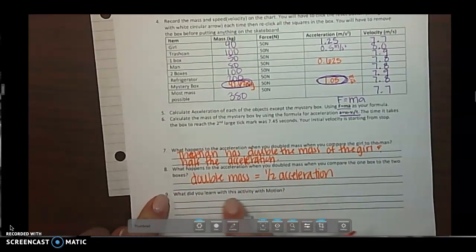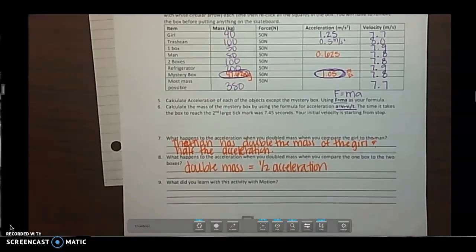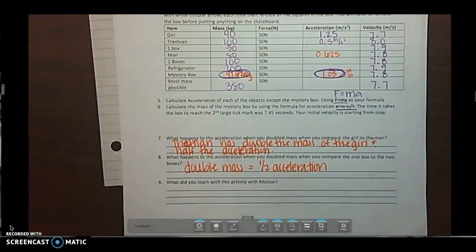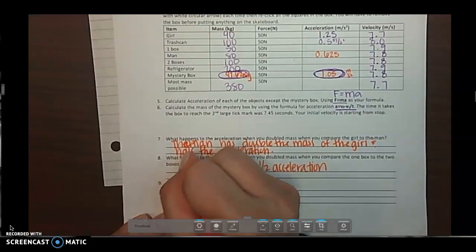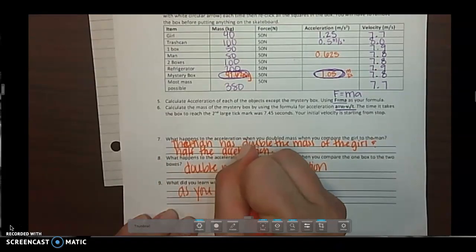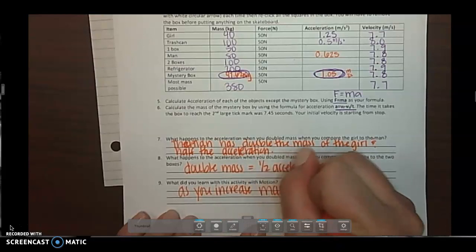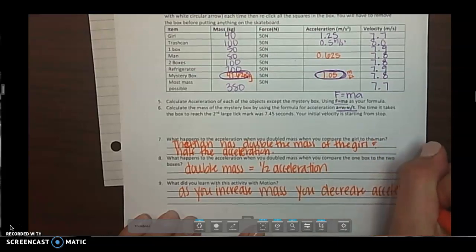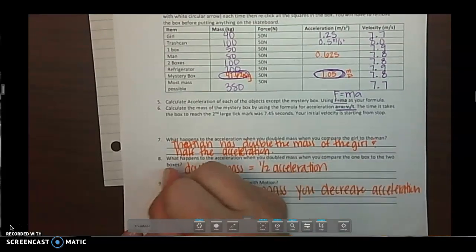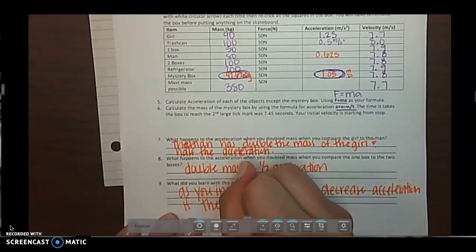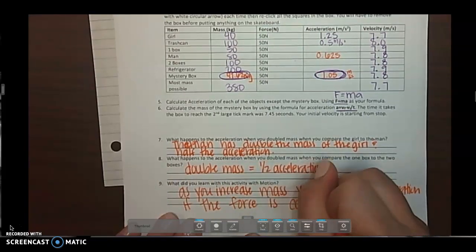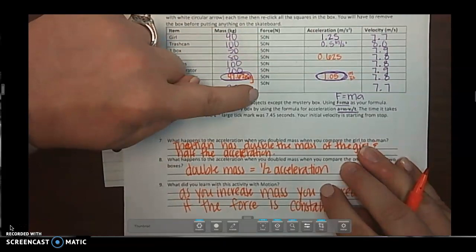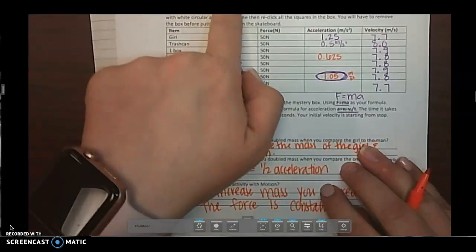All right, number 9 says, what did you learn from this activity? So you could have learned multiple things that I want you to write down. But to wrap all of this up, basically what you need to understand is, as you increase mass, you decrease acceleration, if the force is constant, meaning your force does not change. So if force is always 50, then you increase mass, you decrease acceleration.